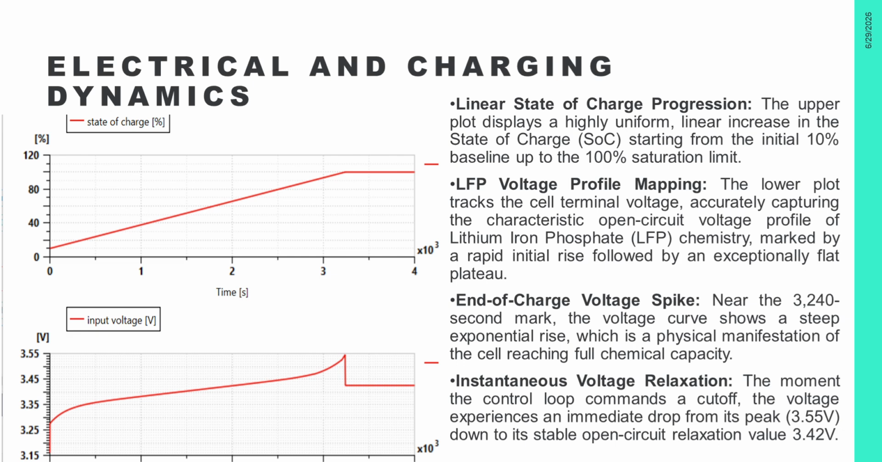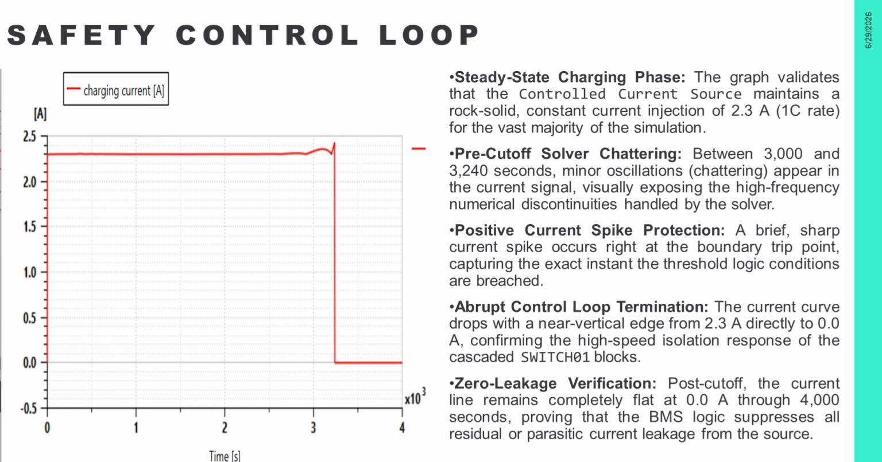So this is what we have found from the charging, and after that we can go to the safety control. This control we have deployed here is based on the temperature and the state of charge. The steady state charging phase. This indicates that the charger, which is the control current source, maintains a perfect 2.3 amperes of current for the charging of the battery. This is essential because if the charging current is constant, it will not affect the battery life. When it is fluctuating, it will surely affect the battery life.